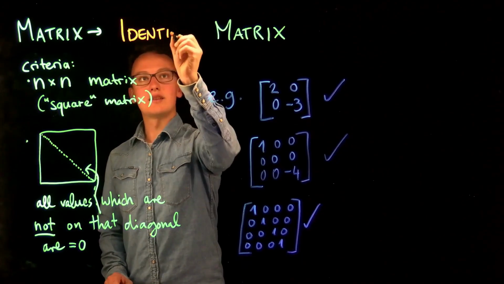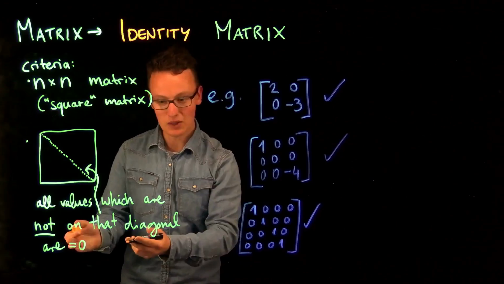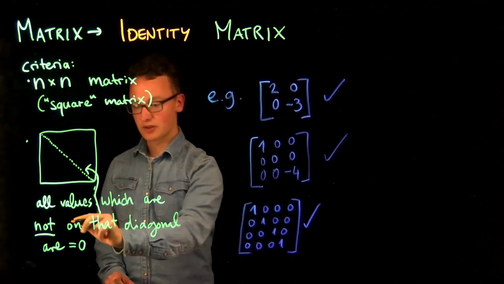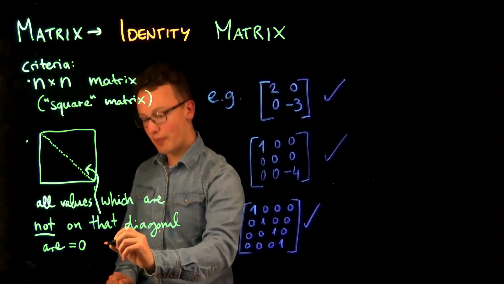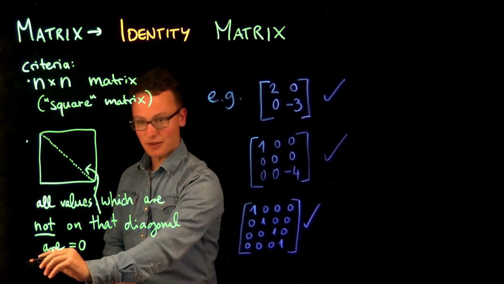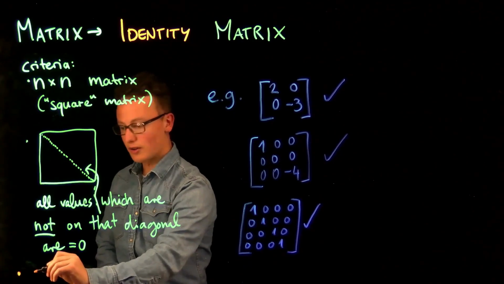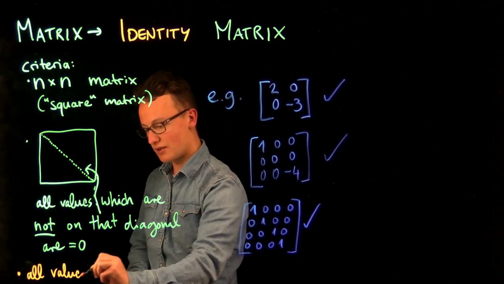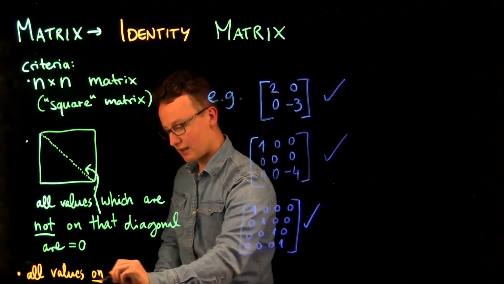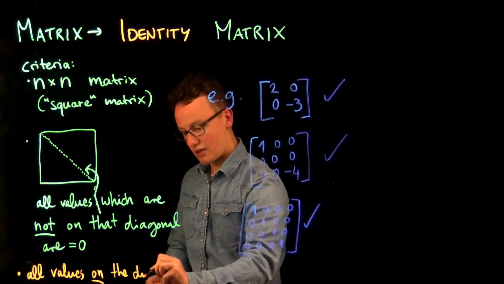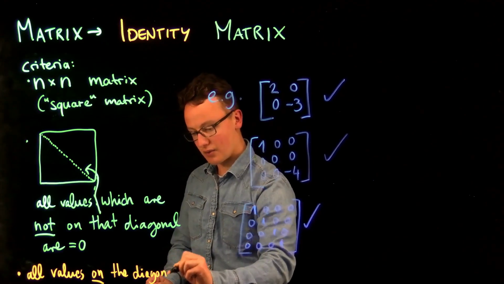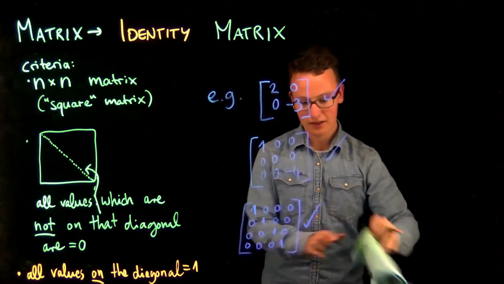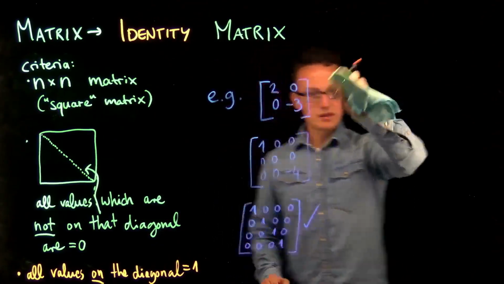is basically defined as, well, a diagonal matrix, but with another criterion. So we will have to say all values which are not on the diagonal are 0, yes, but also, as the third criterion, all values on the diagonal have to be equal to 1. So all values on the diagonal are equal to 1. So from the examples on the right here, which ones satisfy this?